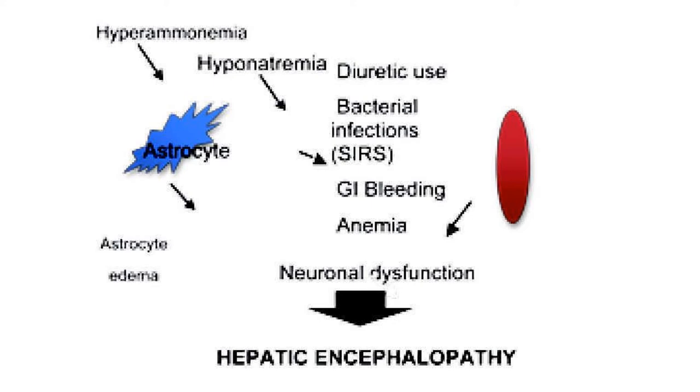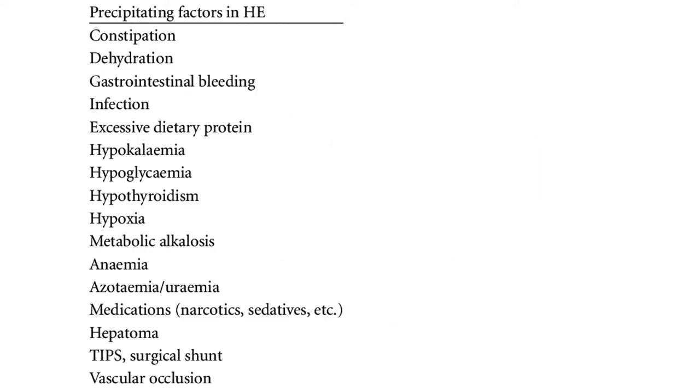So these are the mechanisms or maybe precipitating factors of hepatic encephalopathy, starting from hyperammonemia, hyponatremia, GI bleeding, anemia. These all are the precipitating factors of neuronal dysfunction or hepatic encephalopathy.